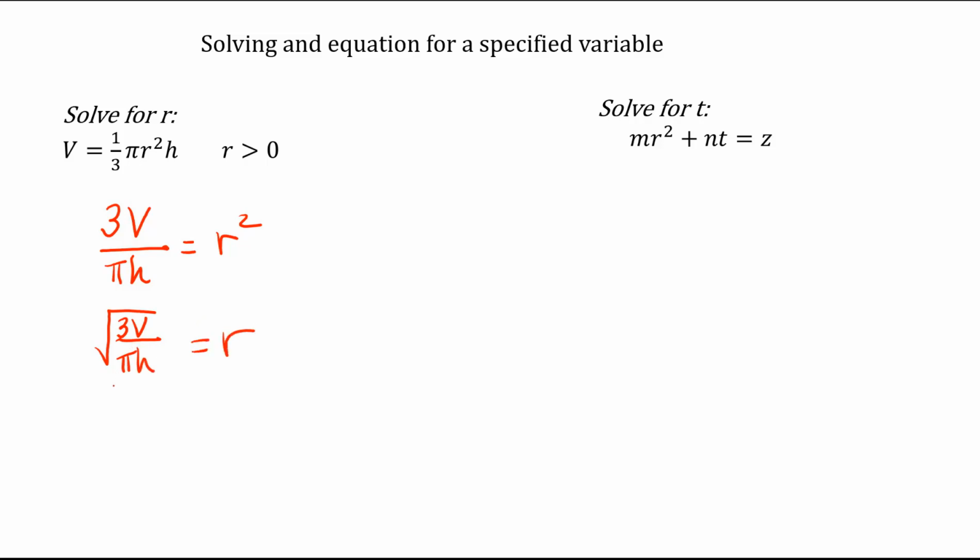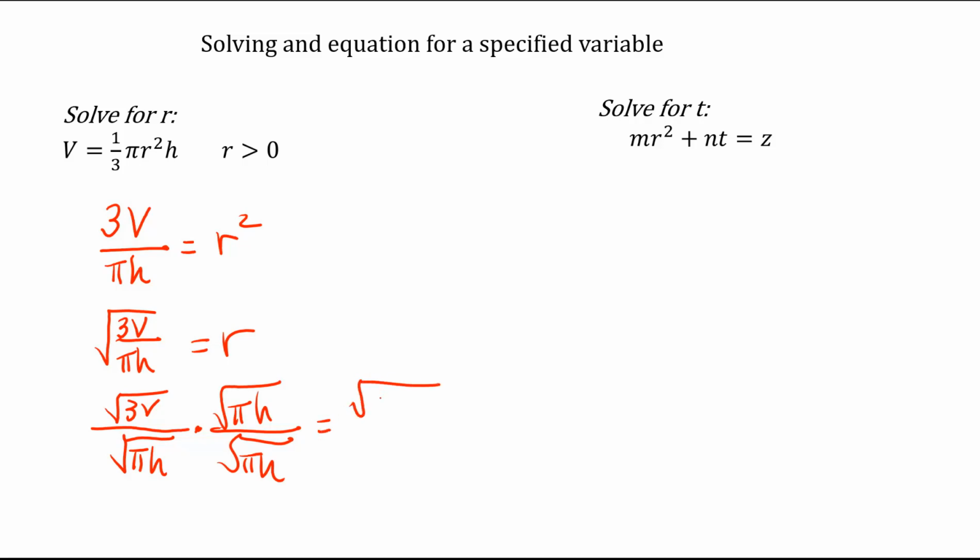And now we have to rationalize the denominator because this is the square root of 3v over the square root of pi h. So we have to multiply top and bottom by the square root of pi h. And that is going to be the square root of 3v pi h over pi h. And that is r.